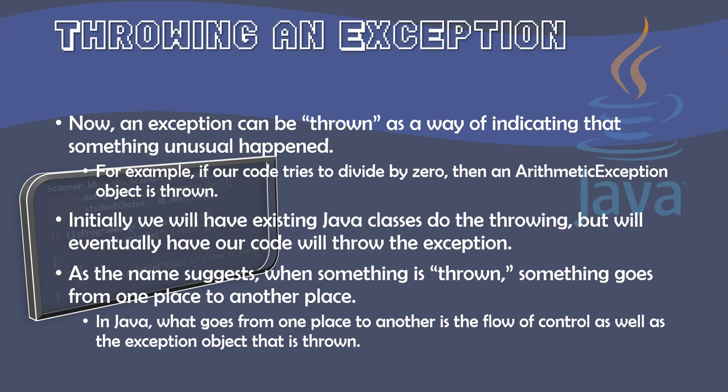This going from one place to another is the flow of control as well as the exception object that is being thrown. Whether that is one type or another, we'll look at some of those in just a minute.